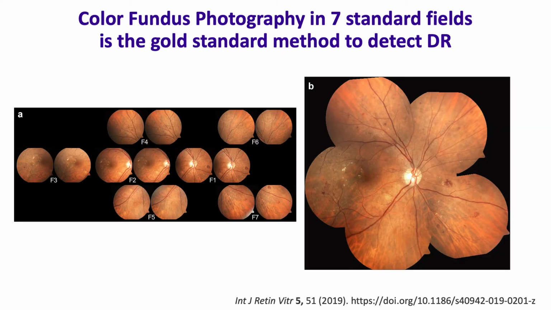The gold standard method to detect DR is based on manual grading of color fundus photography in 7 fields, defined by the ETDRS group. But this assessment requires highly skilled readers, which is very labor-intensive and costly. From the perspective of a patient, taking 7 fields is time-consuming, tedious, and uncomfortable.